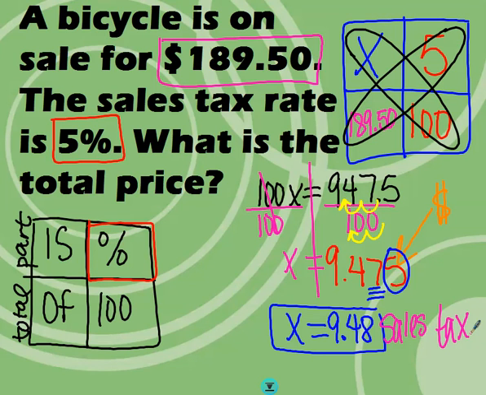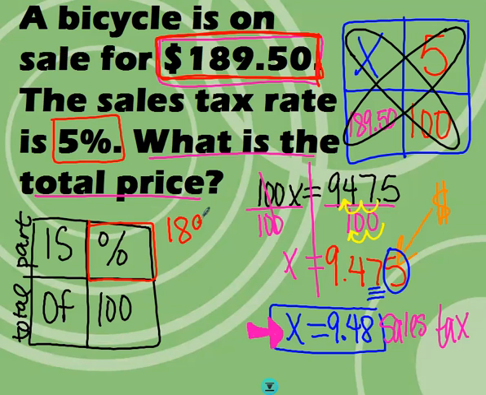So normally, we can answer this question, what is the total price? The total price is not the $9.48. That's where some people get stuck. They think that they finished their proportion box, and so that's actually the final answer. It's really not. That's the amount of sales tax. But what we need to do is take the actual original price, which was the $189.50, and we're going to add the sales tax.